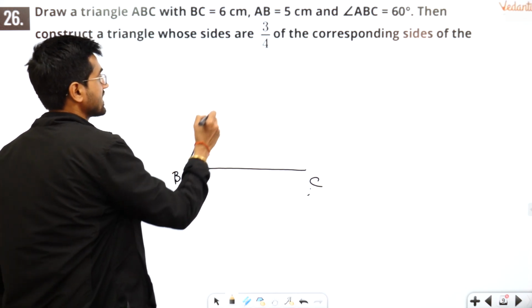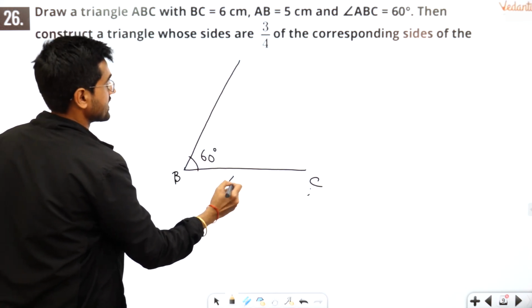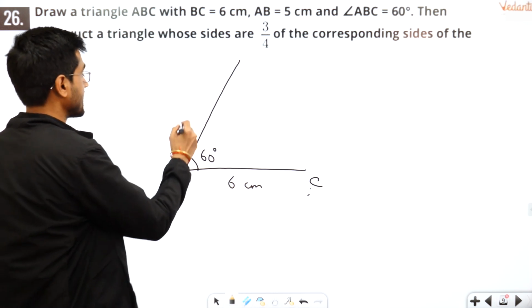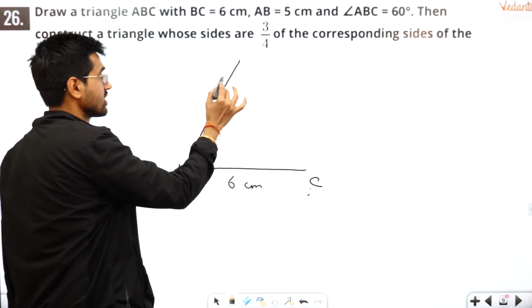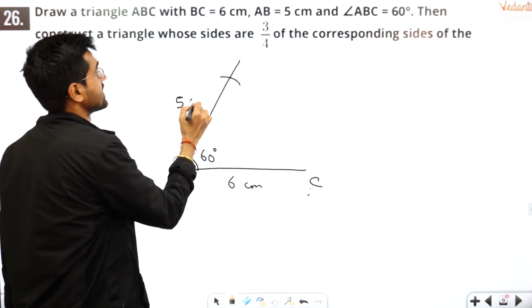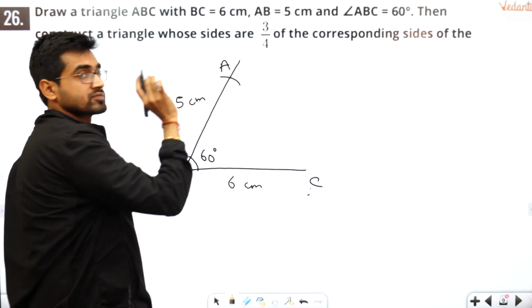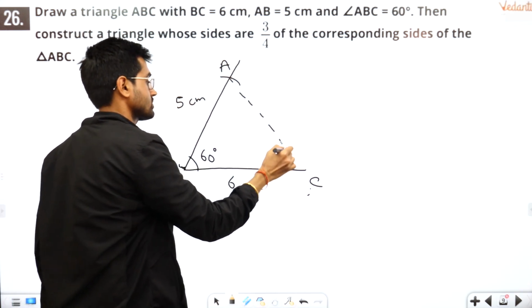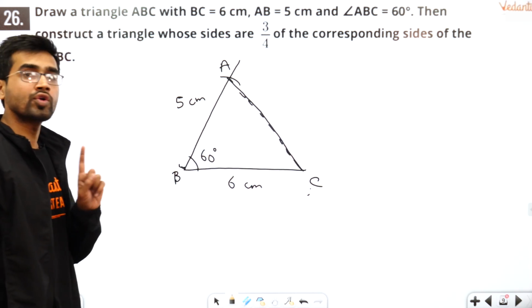B is 60, so make 60. What is the BC length? 6 centimeter. Make it 6 centimeter. What is AB? 5. So take a compass here and put an arc somewhere. You get it? Put an arc somewhere. So it is 5 centimeter. Fine. Now you got A. This is the A point. Join it. You got the triangle actually.